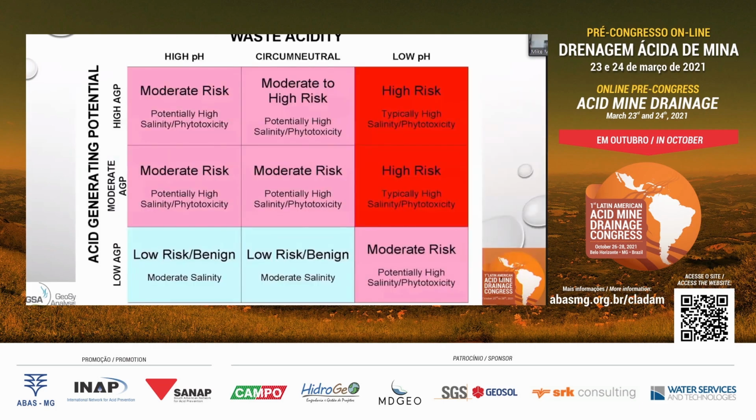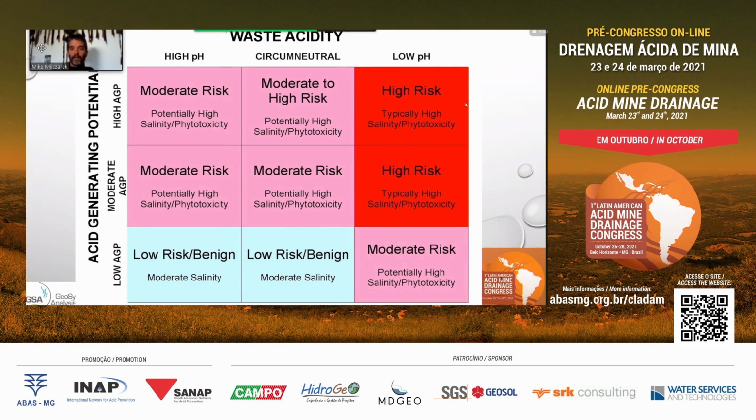This is an example of what kind of a matrix approach you can look at in terms of your geochemistry. So if you have low acid generating material and high pH material, this is fairly low risk, and the waste may be benign. So you may be able to actually directly revegetate this material, and you have a low risk of long-term acid generation potential. As you get on the other end of this spectrum, where you have high acid generation potential, meaning it's going to continue to generate acid and you're already at low pH, this is obviously high risk.